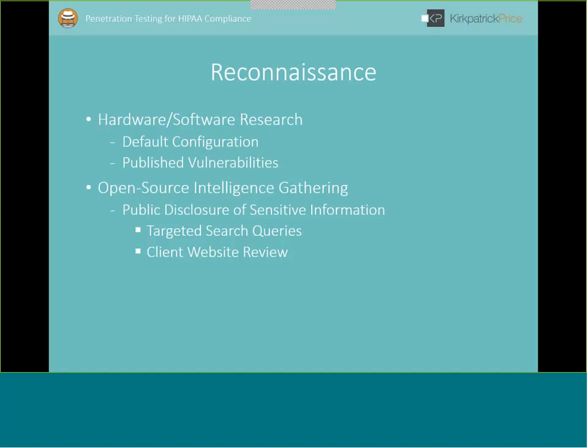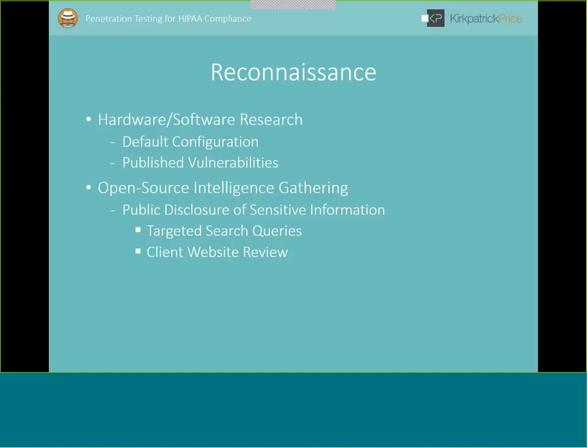Generally speaking, on the open source intelligence gathering side, that's when we move from your website and start to perform targeted Google, Bing, and Baidu and similar search engine queries to identify information about your organization, about your employees, about some of the technology that you're using, and really just trying to complete that picture of what your organization looks like from the outside, much the same way an attacker would.